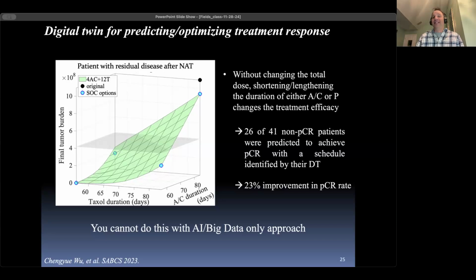The other big thing, of course, is it's even worse than that, because this surface plot is patient specific. It's generated given the characteristics of the individual patient. And of course, you can't do that with an AI or big data approach. It's all predicated on trying to find the patterns in the population. You have got to have a mechanism-based model to do this kind of thing.